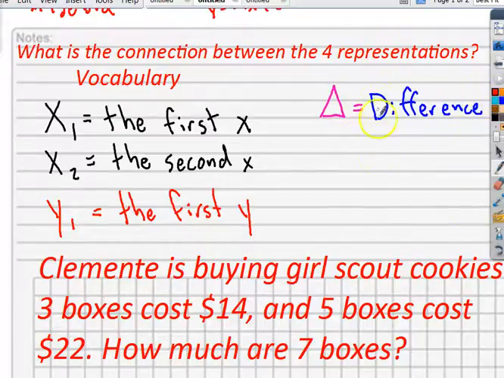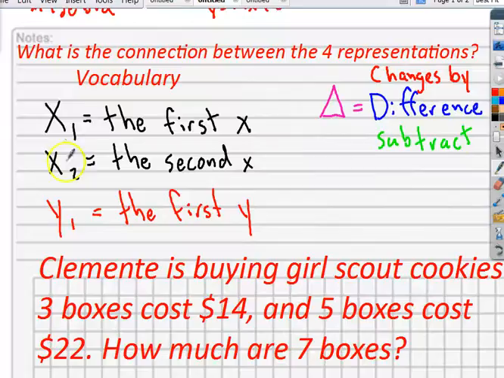And then there are some synonyms or alternative meanings. It could also mean change. Or literally what it means is to subtract. It literally means that you're subtracting these two values in x. So if I wanted to do the difference in x, I would subtract them because difference means subtract. It would be x2, the second x, minus x1, the first x.